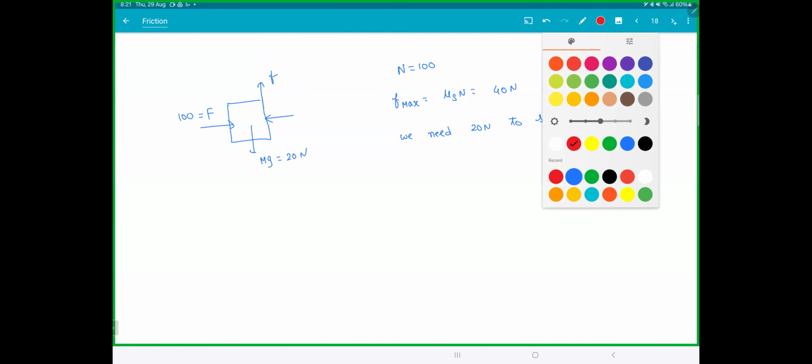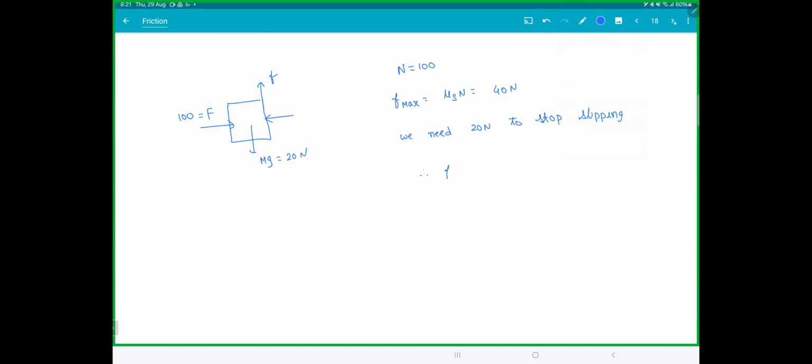So we need only 20 newtons, right? Therefore, friction is only 20. Done. This is what I'm saying. Directly, mathematical equations won't give the answer. You have to make arguments. I can give 40, but I need only 20. This is the problem with this chapter.